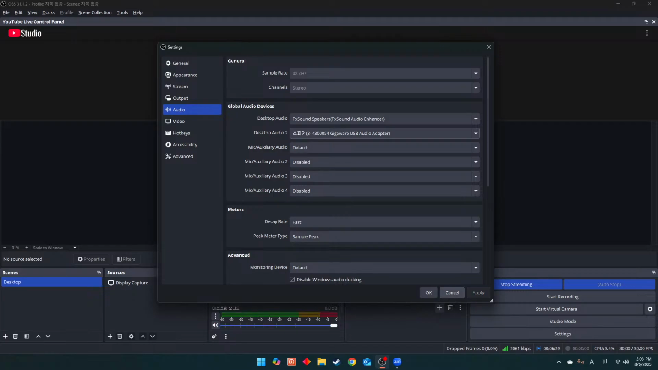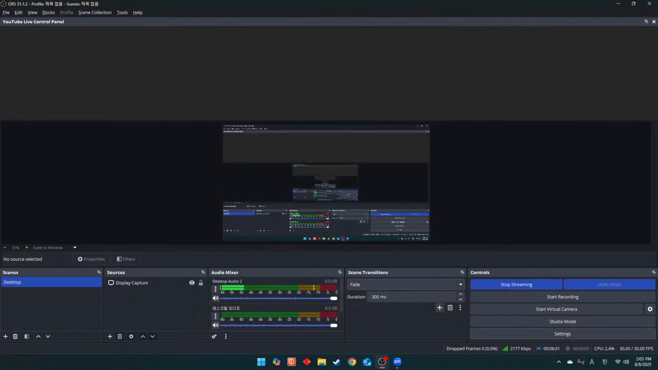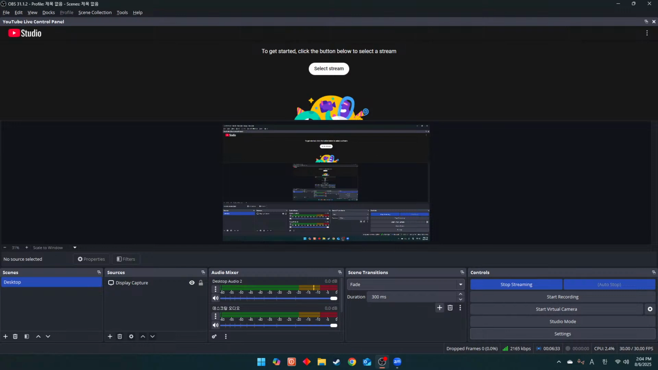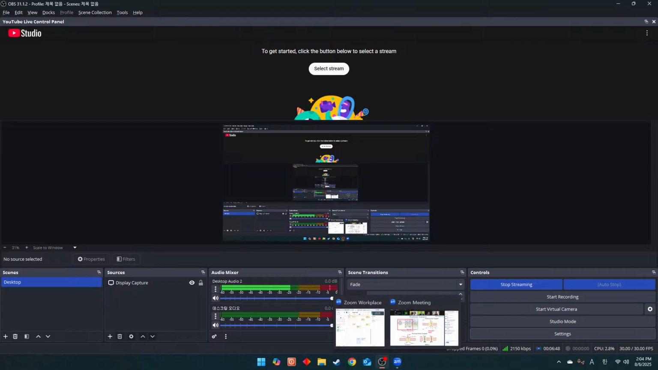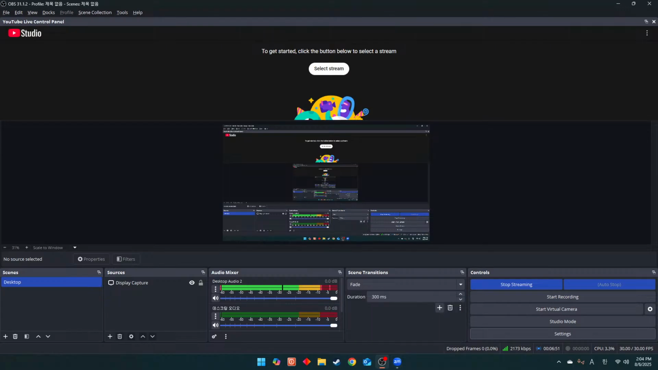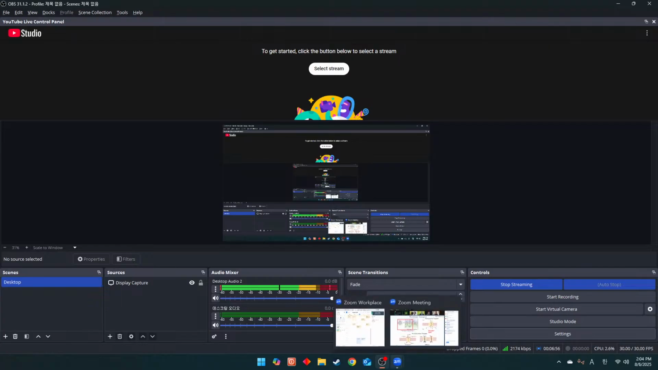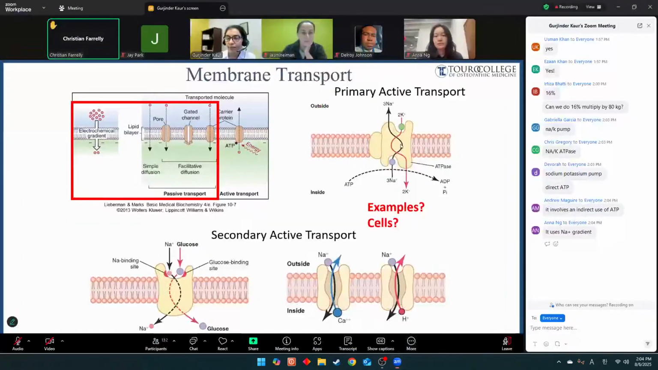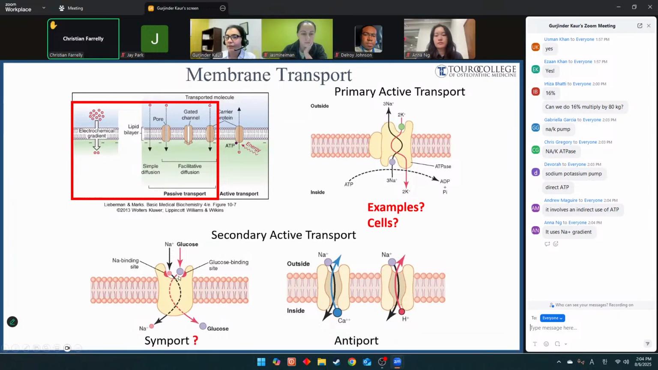Why do we call it secondary active? Anyone? And if you can give me examples also. Yes, Christian? I was going to say secondary active transport takes advantage of a primary active transporter. An example I was thinking of is the primary active transport for sodium, potassium, ATPase, and glucose takes advantage of that by using the sodium to go down the gradient and enter the cell.